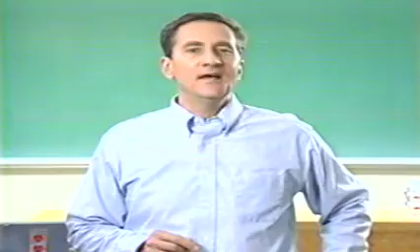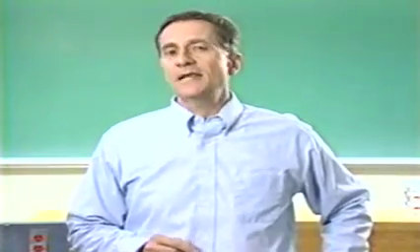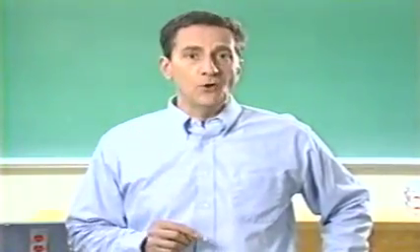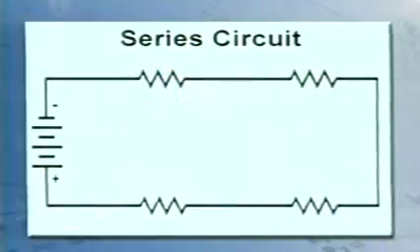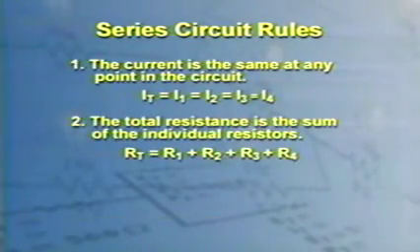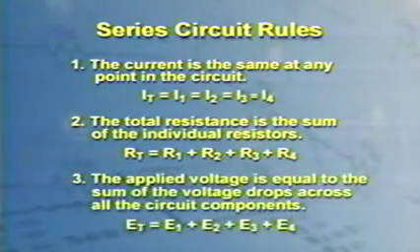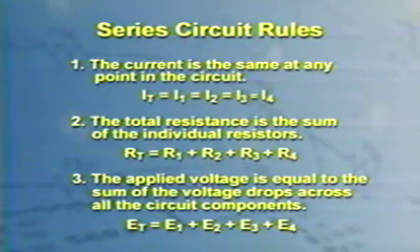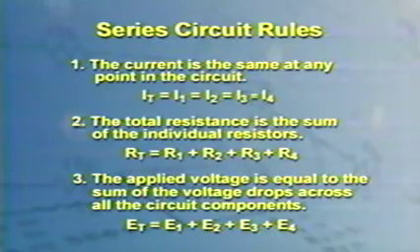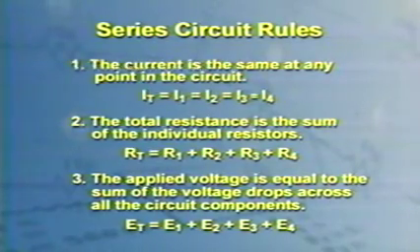To recap, a series circuit is a circuit that has only one path for current flow. We discussed the three rules concerning series circuits. First, the current is the same at any point in the circuit. The second rule states that the total resistance is the sum of the individual resistors. The third rule for series circuits states that the applied voltage is equal to the sum of the voltage drops across all the circuit components.